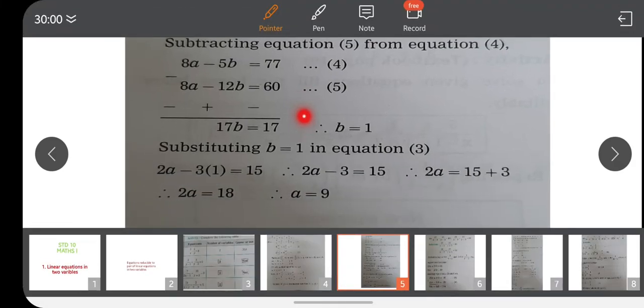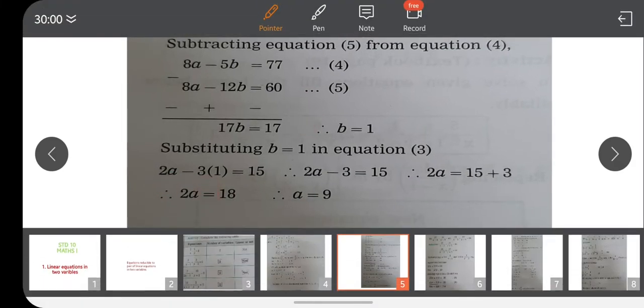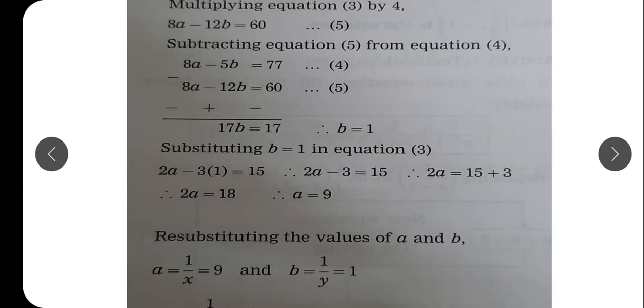Then we get 2a minus 3b is equal to 15. That is 2a minus 3 is equal to 15. Transfer 3 to the right side, then it will become plus. Then 2a is equal to 18, and therefore a is equal to 9.